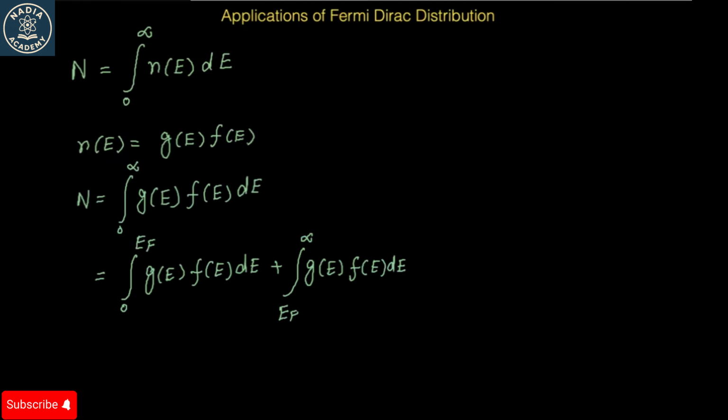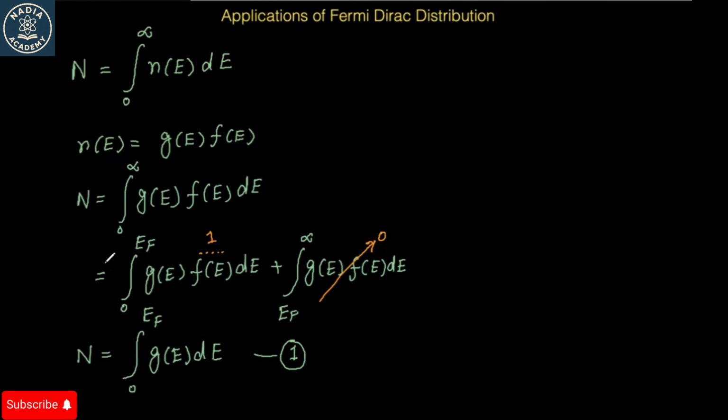From the Fermi function, we know that the probability of finding electrons above the Fermi energy is 0. Then this second term will be 0. And below the Fermi energy, our probability of finding electrons, or you can say this Fermi function, is equal to 1. So we get our result that N is equal to the integral from 0 to Fermi energy of G of E into dE. So this is our very simplified formula, which we can call equation number 1.